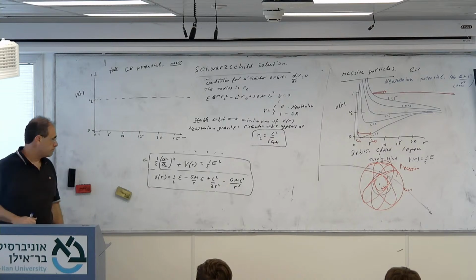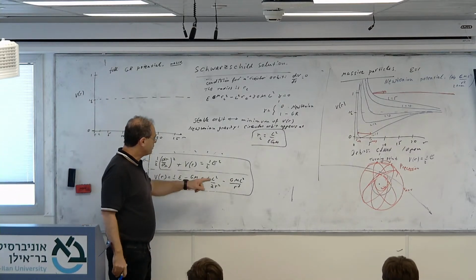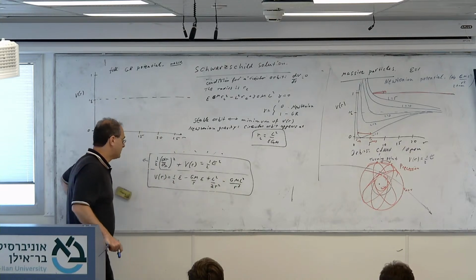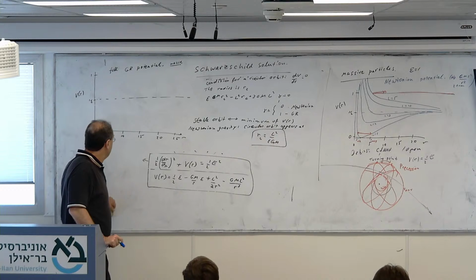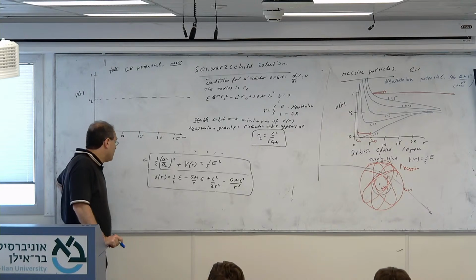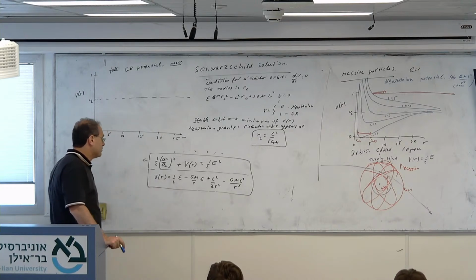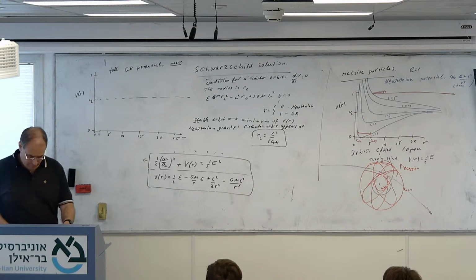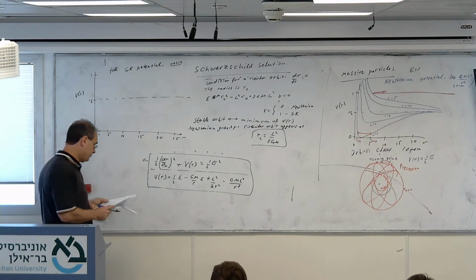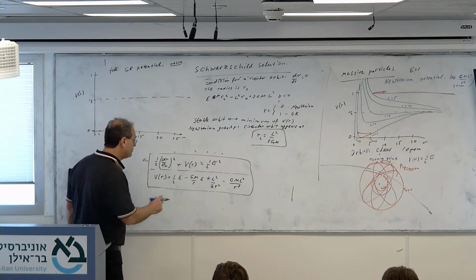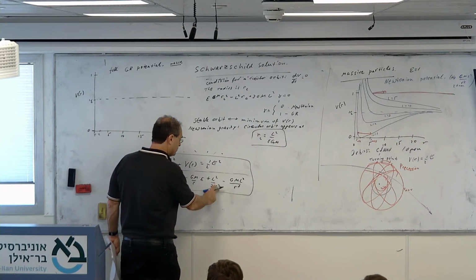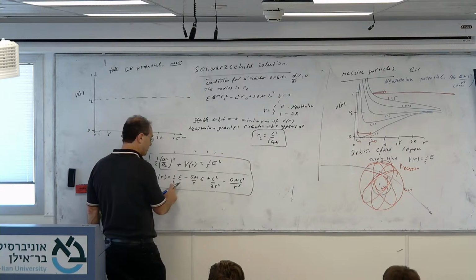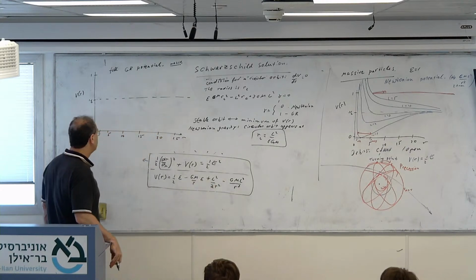Now, what happens when R goes to 0? We go to minus infinity. That's true. And where will it cross 0? It's quite easy to calculate, just equate the potential to 0. What you're going to get is that the zero is exactly at R equal to 2GM. They will simply cancel out. 2GM, this will cancel with that, will cancel with that. So at 2GM we get to 0.